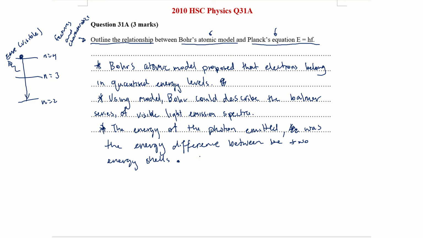So what we can state here is the energy of our photon is given by the energy of E2, E2 being the final, minus En, whichever value that we have here. Okay, Balmer series: the energy of that emitted was the energy difference between the two energy shells, from n to n equals 2.